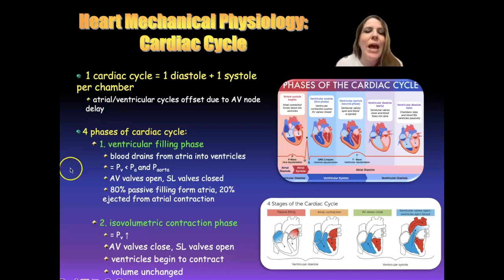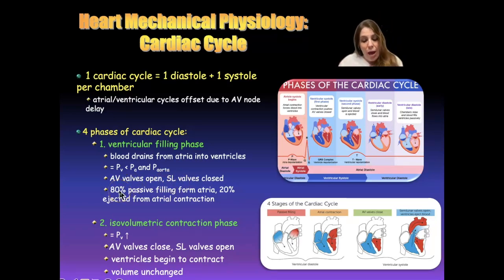However, at this point during ventricular filling, the semilunar valves inside the aorta and the pulmonary trunk are still closed. Even though the AV valves are open because of the high pressure in the atria compared to the ventricles, there's not enough pressure built up yet in the ventricles to warrant the opening of those semilunar valves. So those are closed at this point.